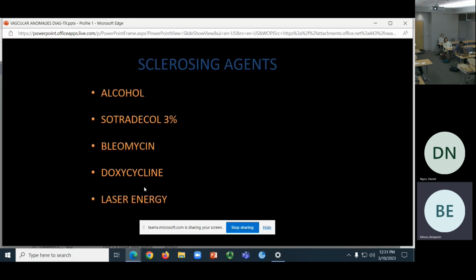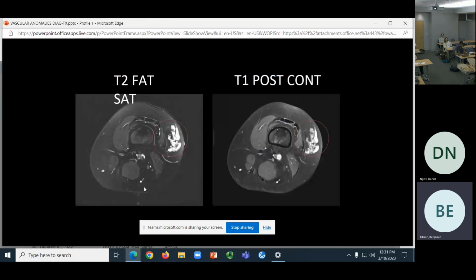So those are all the sclerosing agents that can be used. Alcohol, a very common one. Sotradecol nowadays is the most common one used, bleomycin, doxycycline. Doxycycline is a good one for lymphatic malformation. And sometimes we can use ablation, either laser energy or radio frequency. But that's another clinical example of a malformation around the knee.